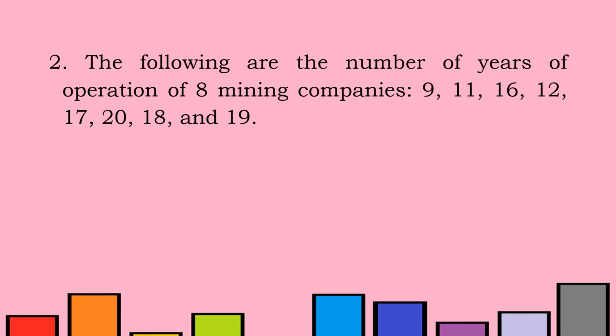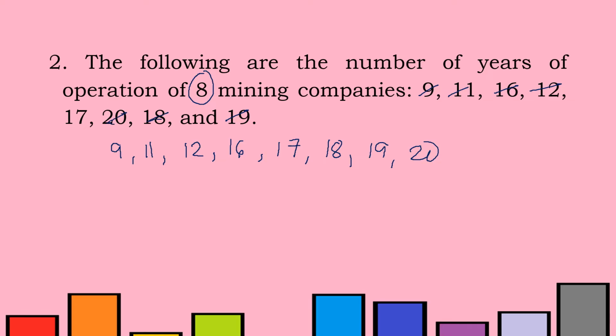How about this one? The following are the number of years of operation of 8 mining companies. So as you can see, the given set of values is 8. So it means it's an even number. Let's try to arrange the data first. So we have 9, 11, 12, 16, 17, 18, 19, 20.